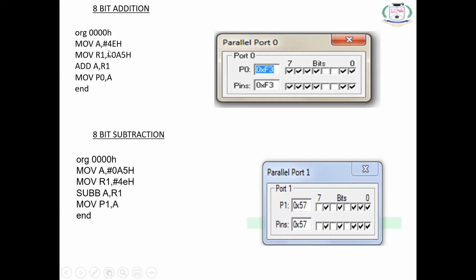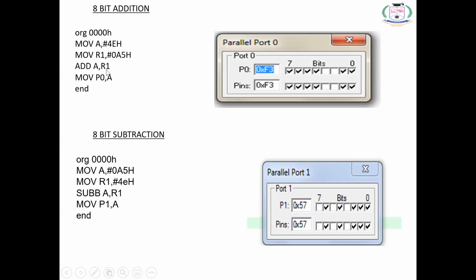Are you clear? 4E is my 8-bit data. A5 is also 8-bit data. Why am I putting a 0 before A5? Because A is an alphabet, and actually it's a hexadecimal number. To identify that, I have to add a prefix 0.